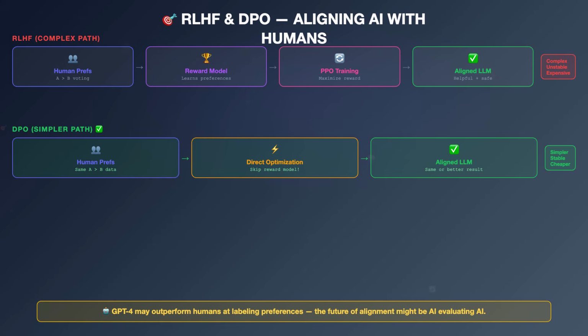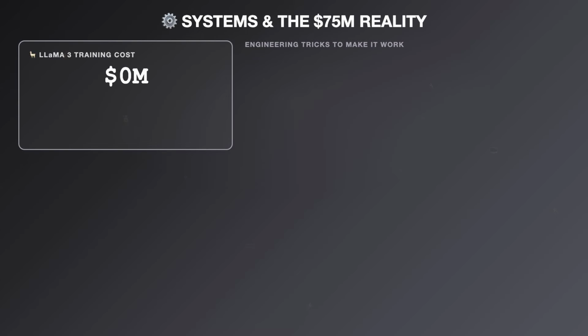That's why DPO, direct preference optimization, has taken over. DPO skips the reward model entirely, optimizes directly from preference pairs, and matches or beats RLHF with far less complexity. The lecture even notes that GPT-4 may outperform humans at labeling preferences, meaning the future of alignment might be AI evaluating AI.